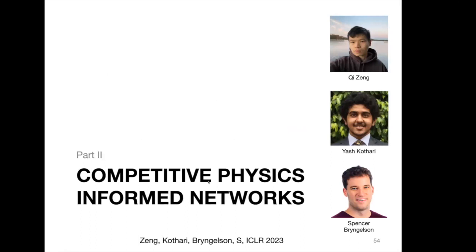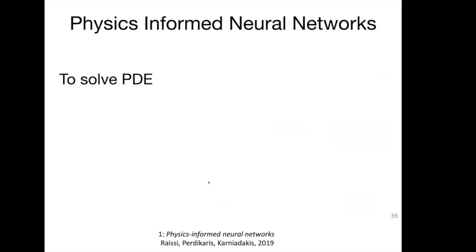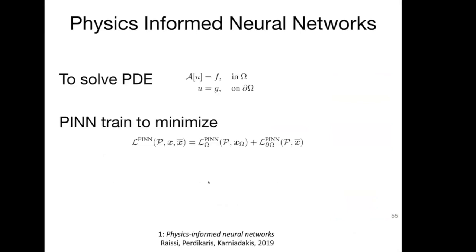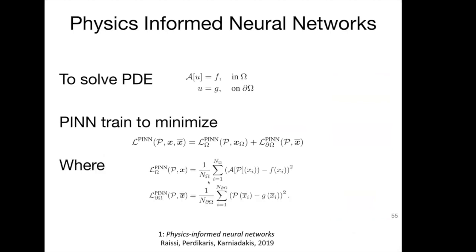This is joint work with Xi Zhang, who was an undergraduate student with me and is now doing a master's at UC Berkeley, Josh Kotari, an undergrad at Georgia Tech, and Spencer Brungerson, on the high accuracy training of physics informed neural networks. For physics informed neural networks, the idea is that we train a neural network to minimize the sum of the squared PDE residual and the squared boundary residual. I assume that at this point and in this crowd, PINNs are reasonably familiar, so I'm not going to go too much through the details.